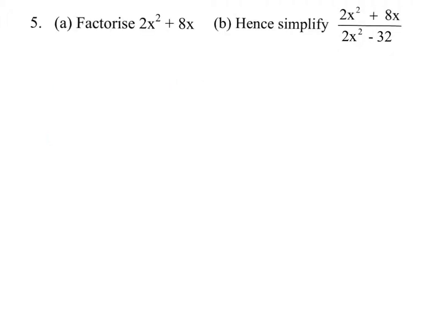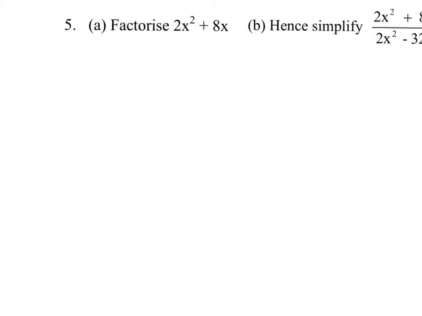Question number 5, it's a two-part question. Part A asks us to factorise 2x squared plus 8x, and then part B says hence simplify 2x squared plus 8x over 2x squared minus 32. So obviously the thing to spot here is that this and this is clearly the same. The word hence means we're going to use whatever we do in part A in part B.